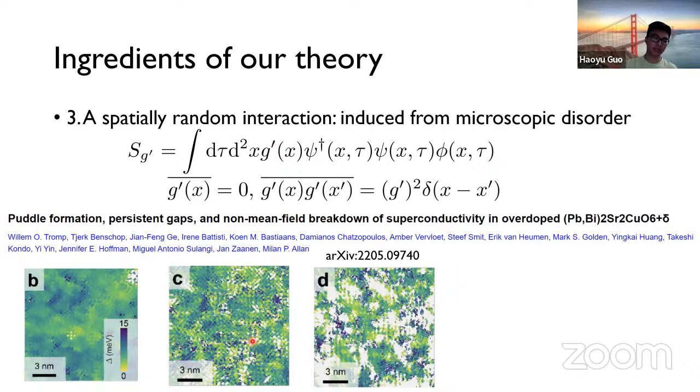Such a disordered interaction can be motivated by experiments on cuprates. For example, in this experiment, they found that the superconductivity of cuprates is heavily influenced by the disorder in the system. So we could say that the four fermion interaction is actually disordered. And starting from a four fermion interaction, you could perform a simple decoupling, and then derive such a disordered Yukawa coupling between the fermions and the bosons.